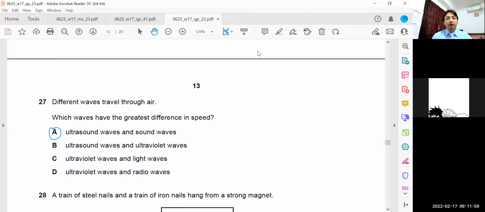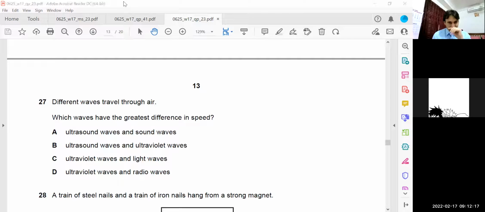Different waves travel through air, children. Which waves have the greatest difference in speed? Okay, difference in speed. You have to calculate.